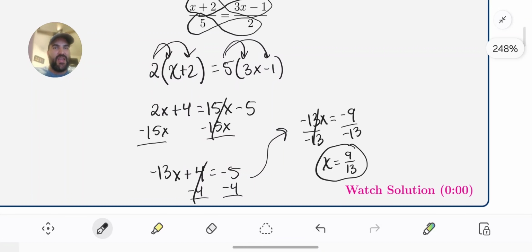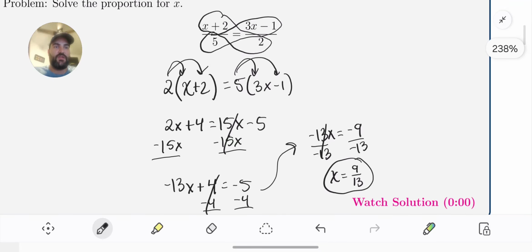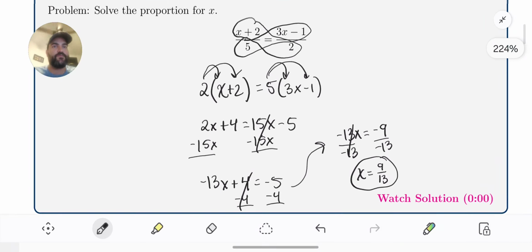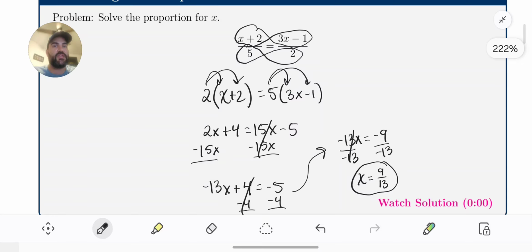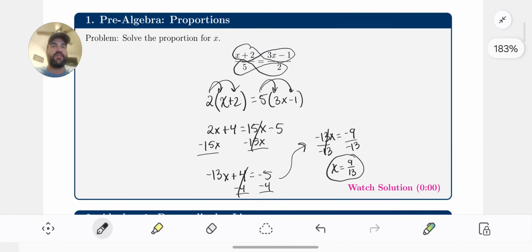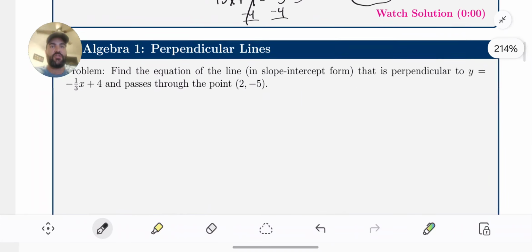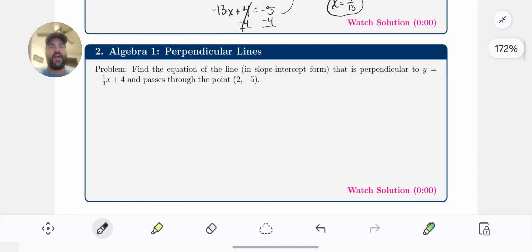I'm a little cautious that that's a weird answer, but I'm sure it's right. If it's wrong, I'll let you know in the description, but I think that's good. 9 over 13. I'm just doing a quick double check. Yeah, looks good. That is the answer. All right, that was pre-algebra, proportions. Now on to algebra 1, perpendicular lines.